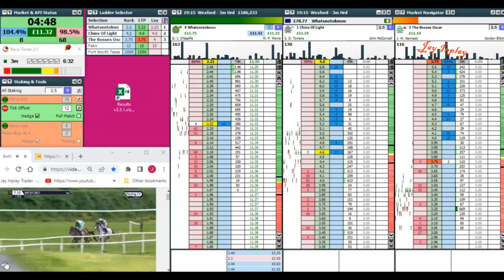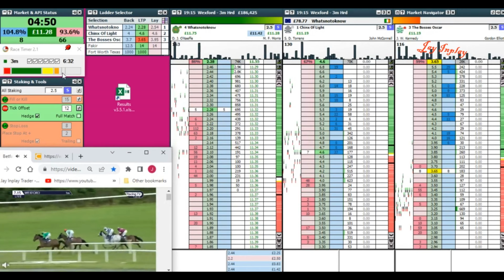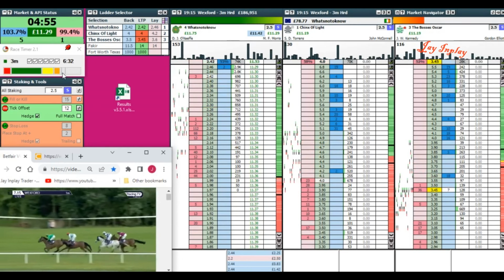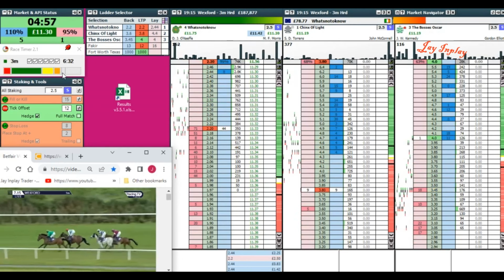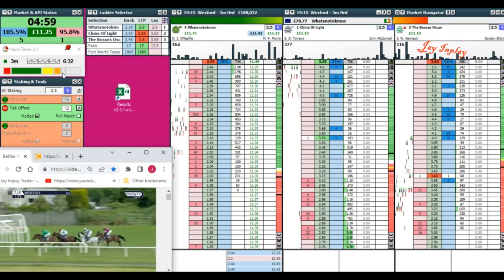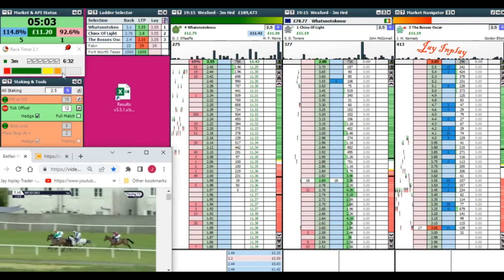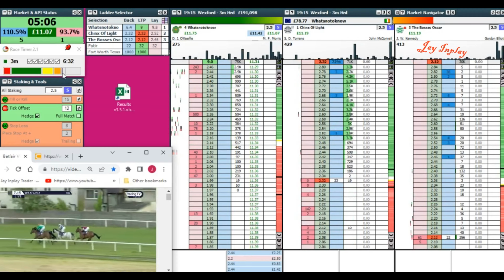Now we're out of time and we don't want to be doing it. There you go. That's how you use the race timer to make money. It's pretty straightforward. Now I don't give a monkey who wins the race now. It makes no odds to me. I've made £11. That is the race timer. It's worth its weight in gold.